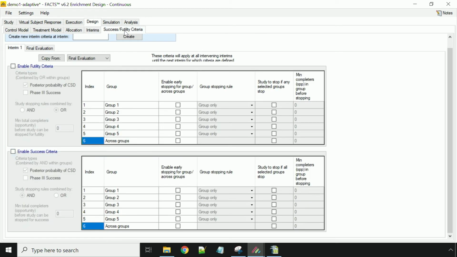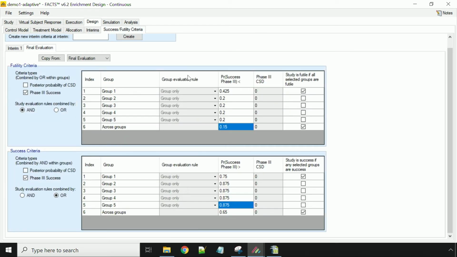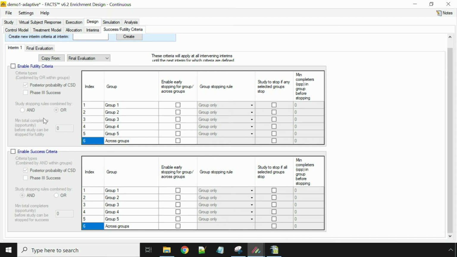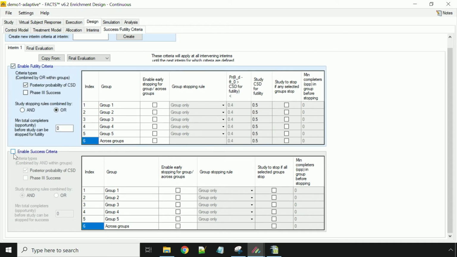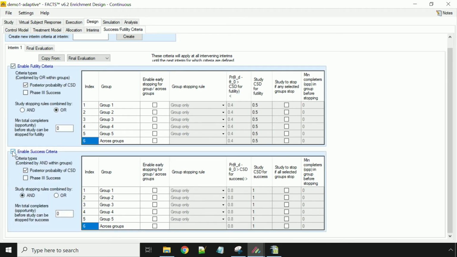And then on the success futility criteria, as well as the final evaluation criteria that we've already seen, we also specify criteria that can be used at the interims in order to stop early for either futility or success. And again, I'm going to enter some values and we can see what happens, and then I will explain where the values have come from.